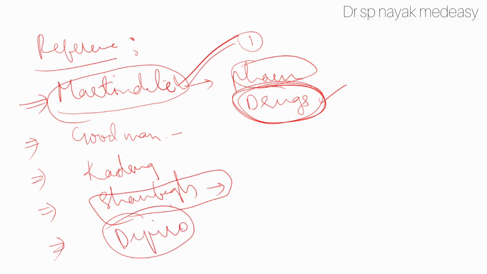Dipiro, Pharmacotherapy: A Pathophysiologic Approach. This is my favorite book, and I refer to this textbook. For discussing the cases, I also refer to Roger Walker. These are the different textbooks I refer to, and I collect information from all these different sources. I will try to explain in a very easy manner so that you will understand, and this information will be useful for you to evaluate prescriptions and cases in the hospital and to judge the different conditions in the hospital.